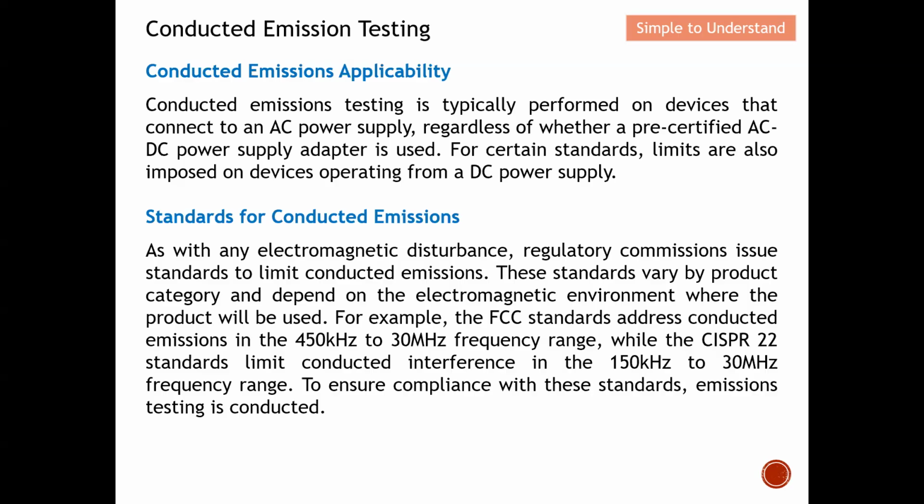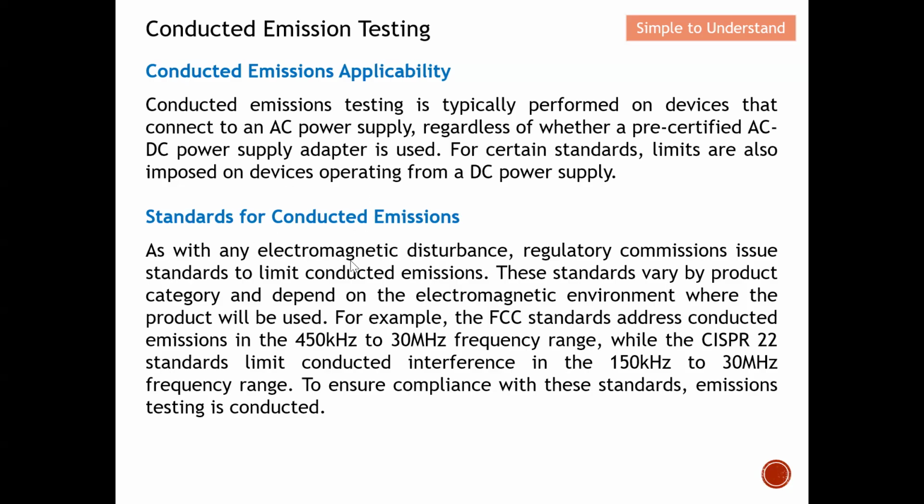However, if there is no cable to charge the device that you make, for example no USB cable to charge your device, no AC power, then you may consider skipping the conductor emission test. For certain standards, limits are also imposed on devices operating from a DC power supply. For example, some sensors operate on DC, and there will be some standards that constrain the testing of these sensors from a DC power supply.